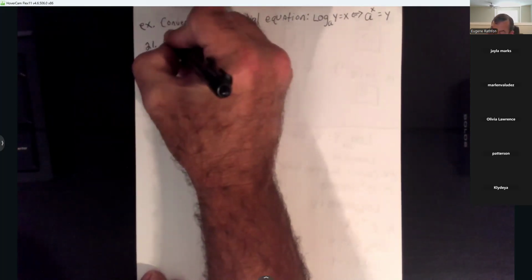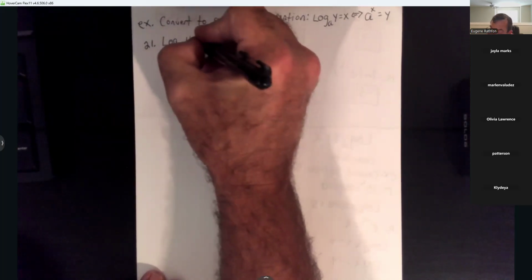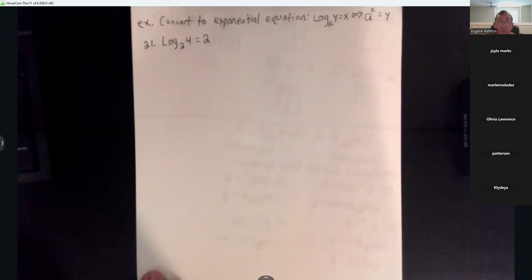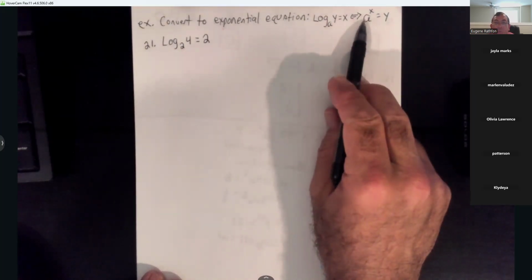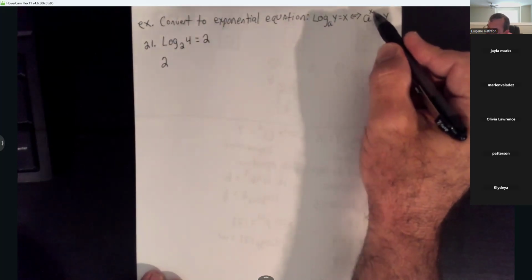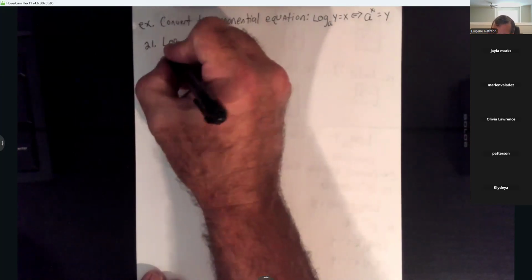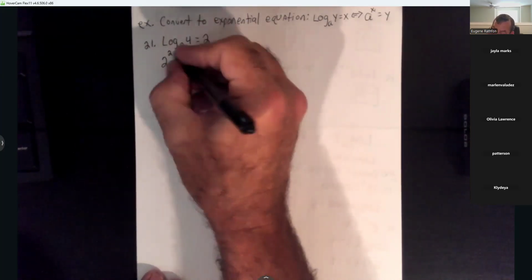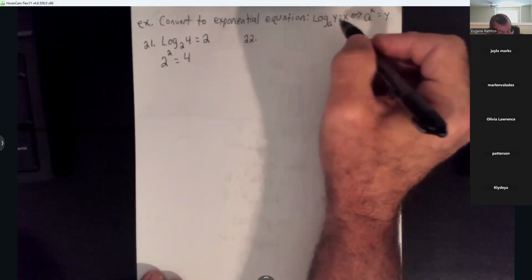All right, y'all. So these started at 21. They're giving me log base 2 of 4 equals 2. So to go to exponential, I need my base first, which is the a. Well, that's the base of the log, so that's going to be 2. I need my exponent, which is x. Well, remember, the log found the exponent, which is 2. And 2 squared has to equal 4. Okay, so that's a trick. Just keep that conversion going.